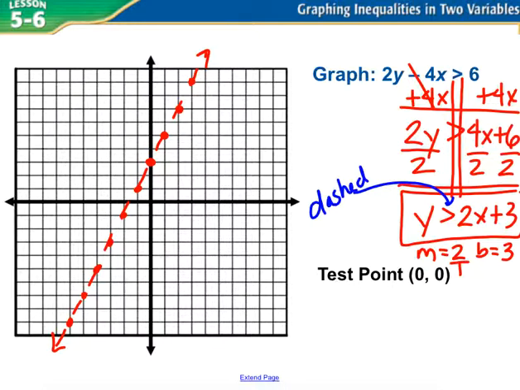It either lies to the left of the line or to the right of the line. So we are going to test a coordinate point. The easiest one to test is 0, 0 at the origin. This is the one we're checking out right here. Is that part of my solution? What I would do is substitute into your brand new slope-intercept form equation.